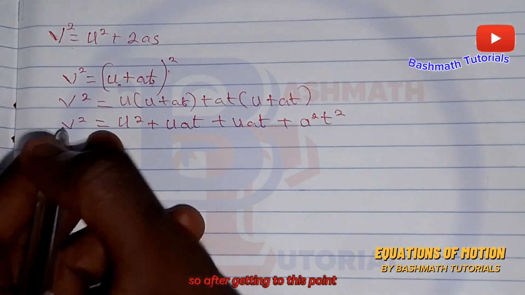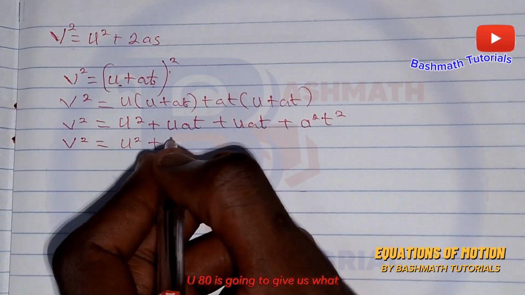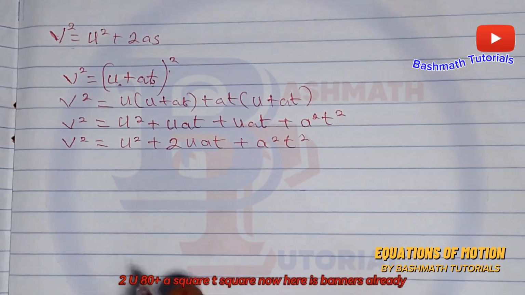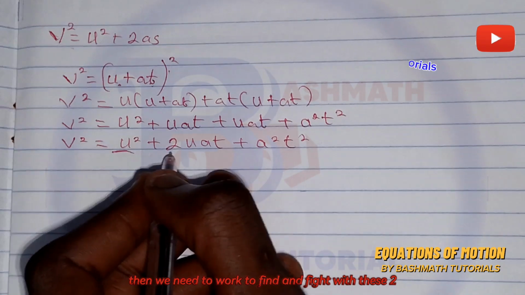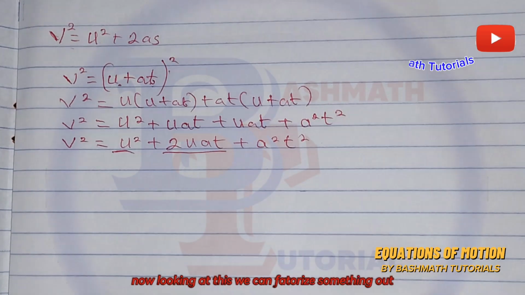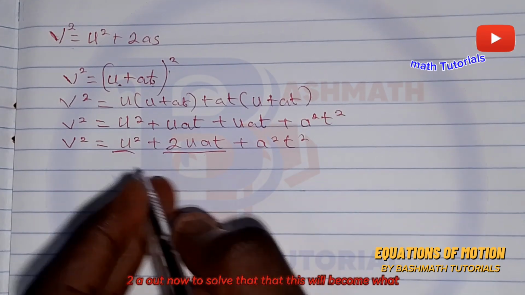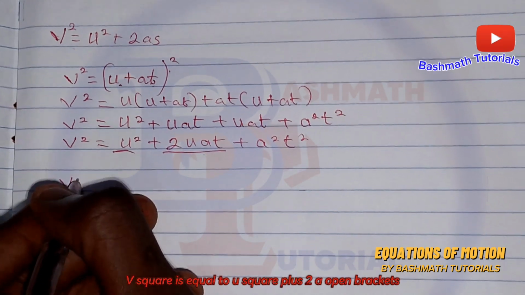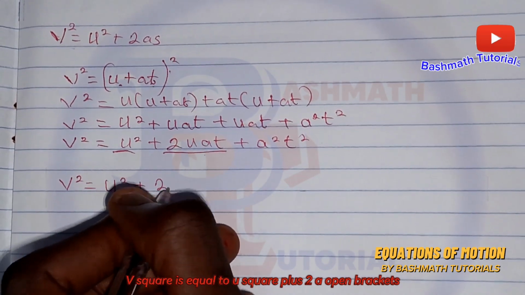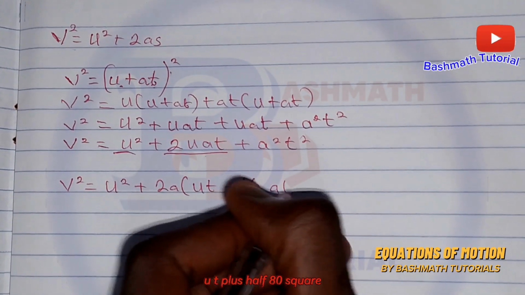So after getting to this point, we said v square is equal to u square plus u a t, which is going to give us 2uat plus a square t square. Now here is balanced already. Then we need to find a way to fit in these 2uat and this a square t square. Now looking at this, we can factorize something out, which is 2a. We can factorize 2a out. Now to solve that, this will become v square is equal to u square plus 2a open bracket ut plus half at square.